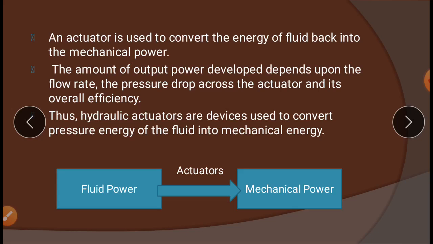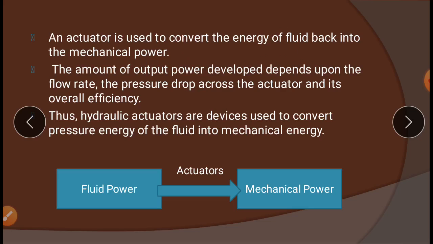So that device which is converting the fluid power into a mechanical output in the form of force or motion is called an actuator. An actuator is used to convert the energy of fluid back into the mechanical power. Okay, so it is going to convert the energy of fluid again back into the mechanical power.